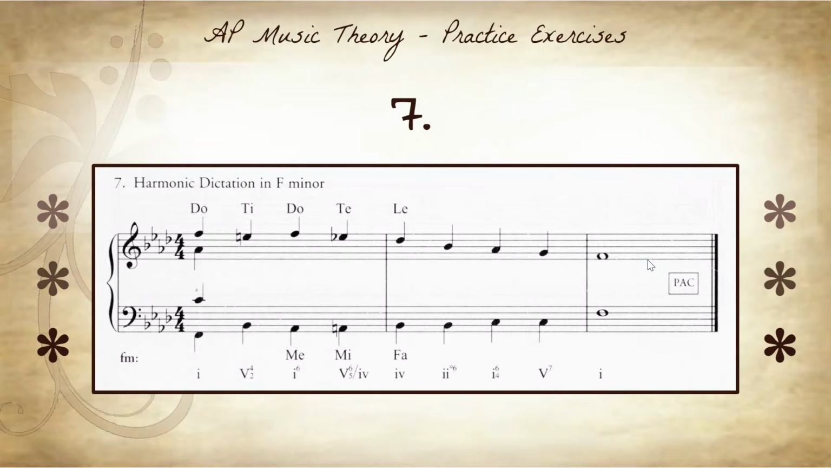And here we have the answer for harmonic dictation in F minor. We have the do, ti, do, te, le, the syllables written for us at the top. And let's read. We also have a perfect authentic cadence, and let's read the little notes.